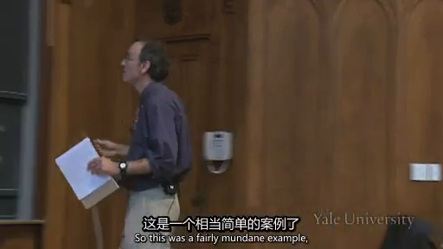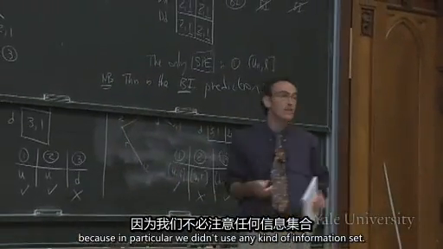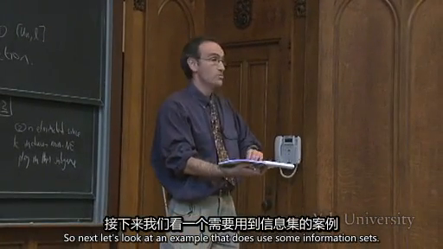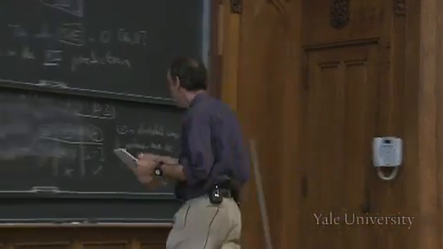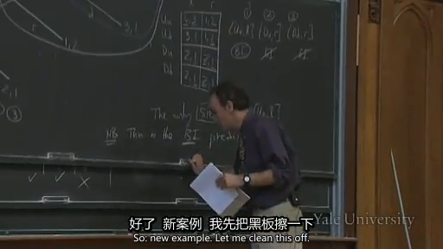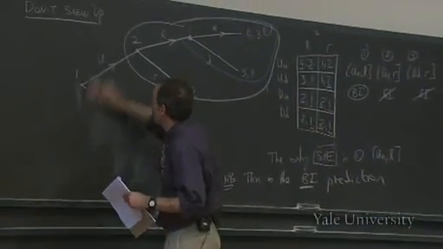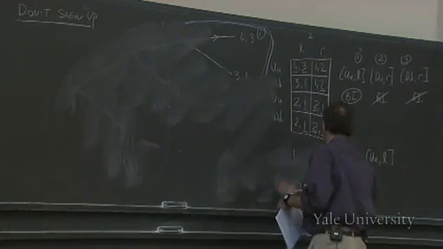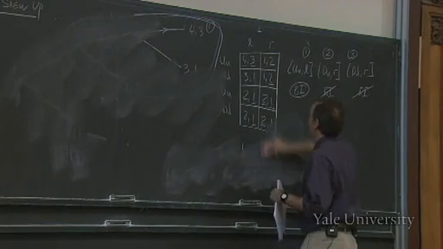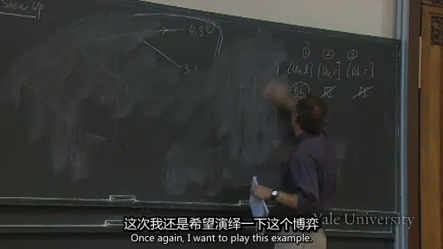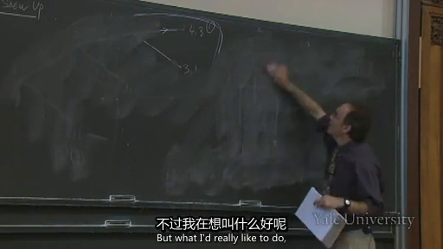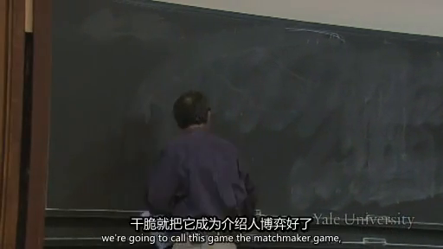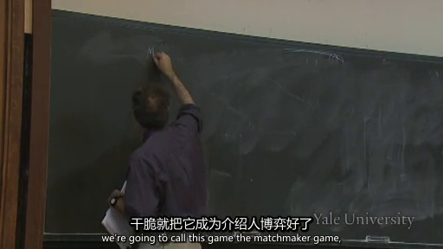All right, so this was a fairly mundane example because in particular we didn't use any kind of information set. So next, let's look at an example that does use some information sets. All right, so new example. Let me clean this off. And once again, I want to play this example. I'm going to call this game the matchmaker game.